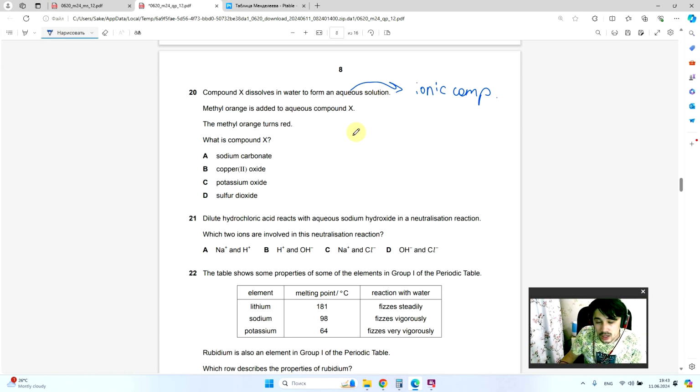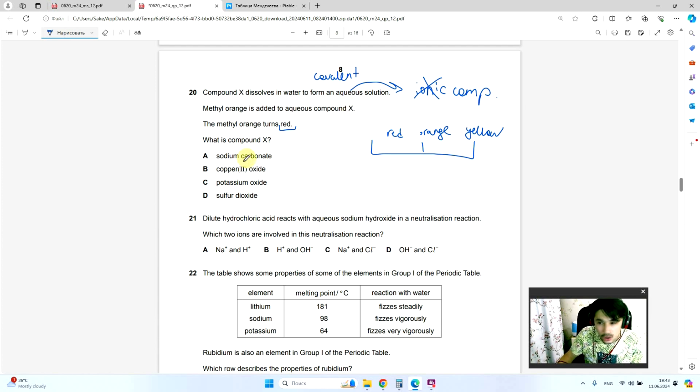So you need to remember the colors of methyl orange in 3 solutions: neutral, acidic, and basic solutions. So methyl orange in neutral solution is obviously orange. When you add it to an acid, it turns red, and when you add it to a base, it turns yellow. So red means it produces acidic solution. So this is not probably ionic compound. It could be also covalent compound that can dissociate in water.